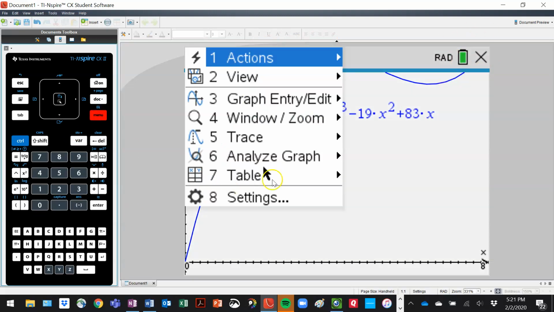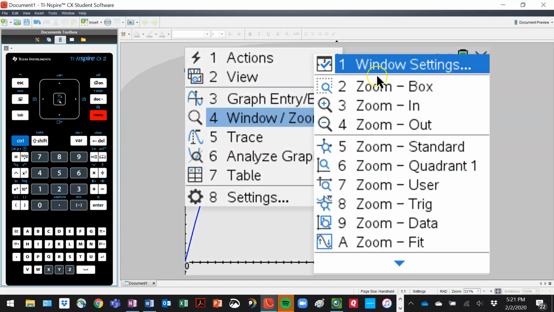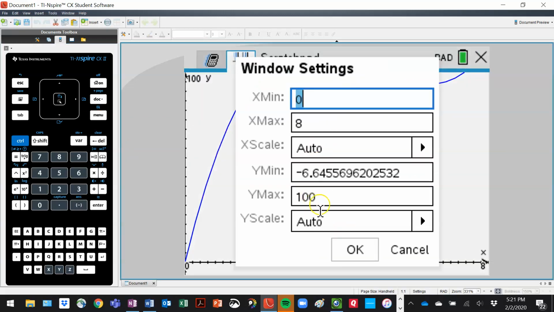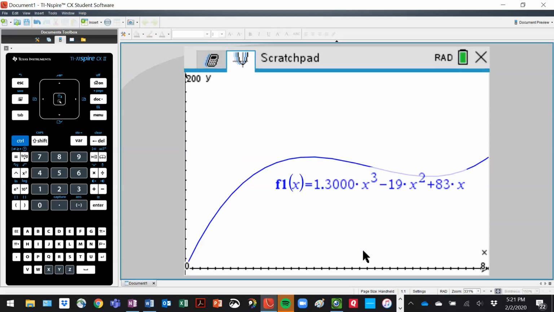So let's go back to the menu. Let's go back to Window. Let's change the settings. And instead of 100, I'm going to go with 200. And that looks much better. Much, much better. Now, we want to know what is the lowest price per share of the company's stock after 12 o'clock.